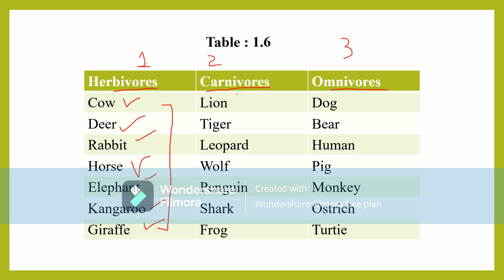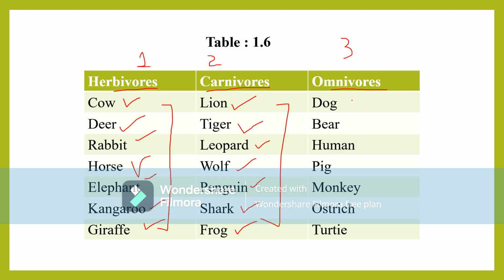Next, second column, carnivorous. Carnivorous means those which eat animals. Carnivorous are the animals which eat other animals: lion, tiger, leopard, wolf, penguin, shark, and frog. Okay, I think you understand what herbivorous and carnivorous are.